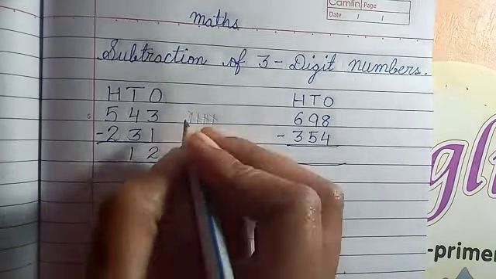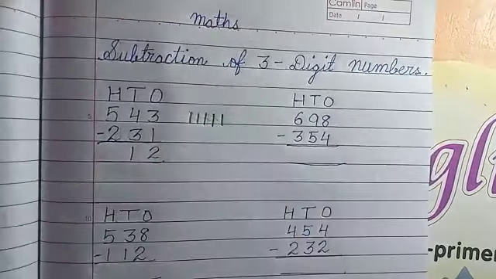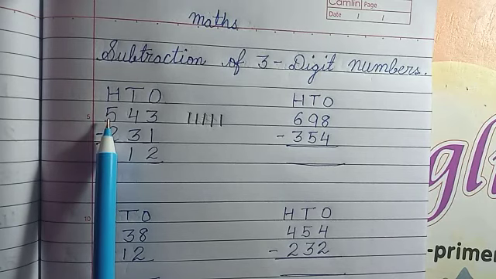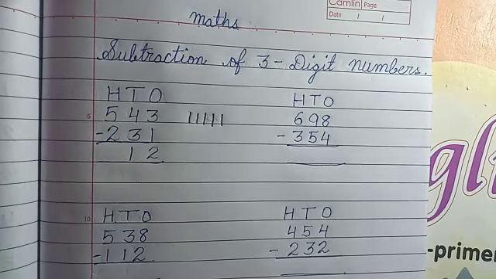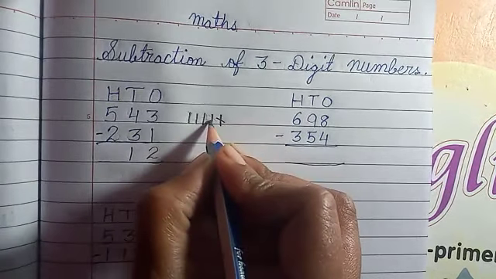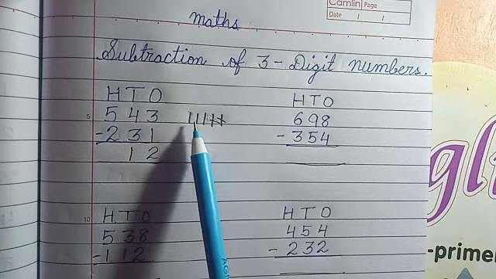Now you draw 5 lines: 1, 2, 3, 4, 5. And here is 2. Out of 5, you remove 2. Count: 1, 2, 3.